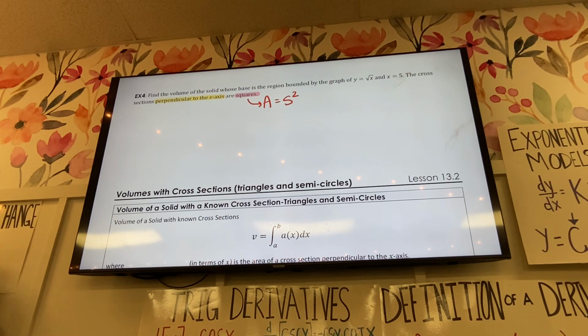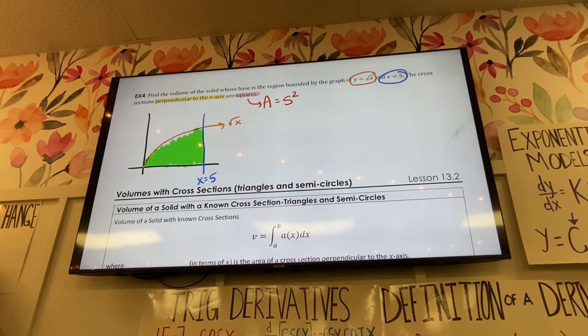All right, so I'm going to draw a graph. What does the square root function look like? Just a little line. And what will x equals 5 look like? It'll be a straight up and down line, x equals 5. All right, so when I draw this, you should notice the little region forming, and that's the base of my solid.